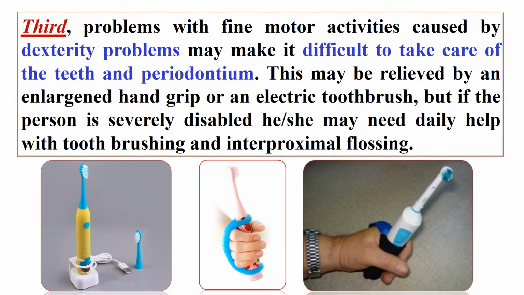Third, problems with fine motor activities caused by dexterity problems may make it difficult to take care of the teeth and periodontium. This may be relieved by an enlarged hand grip or an electric toothbrush. But if the person is severely disabled, she may need daily help with toothbrushing and interproximal flossing.